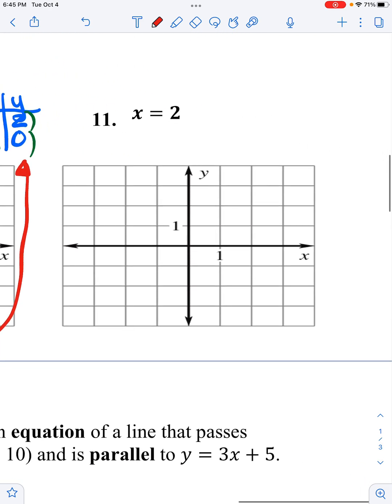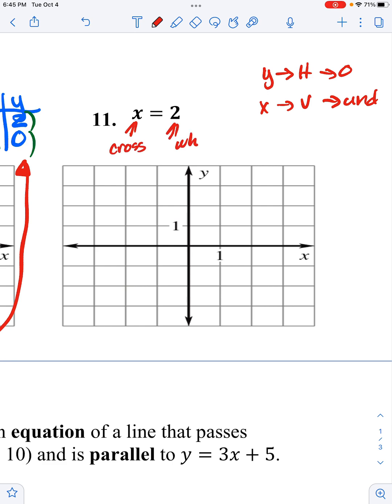And then this one's just your big brain. This one is you going, wait, I don't get it. If it doesn't have both letters, it doesn't cross both axes. So y goes with horizontal, and it's only going to be 0 slope. X goes with vertical, and that's going to have undefined slope. It tells you what axes will be crossed, and it tells you where.